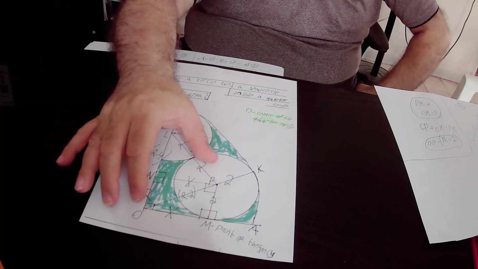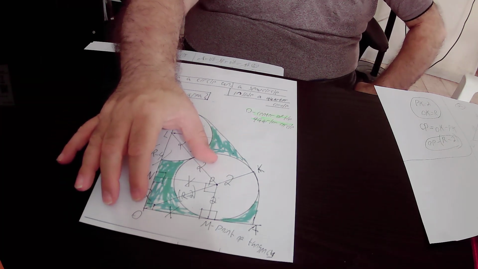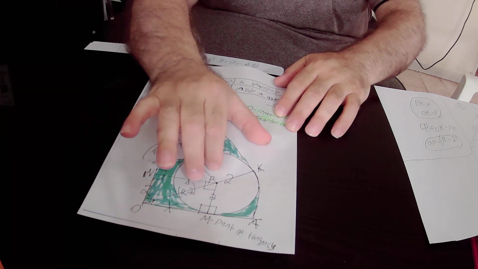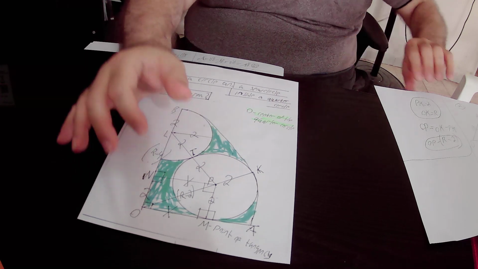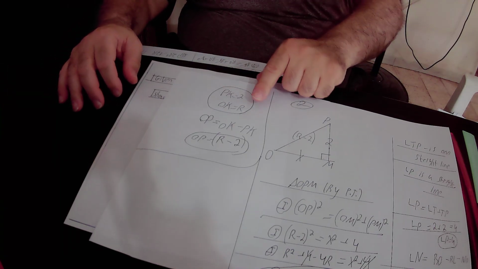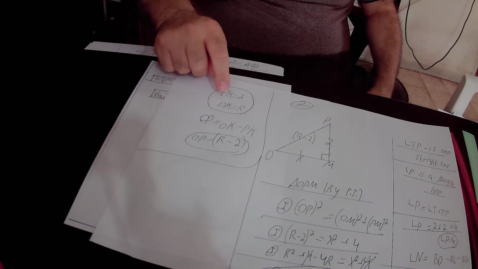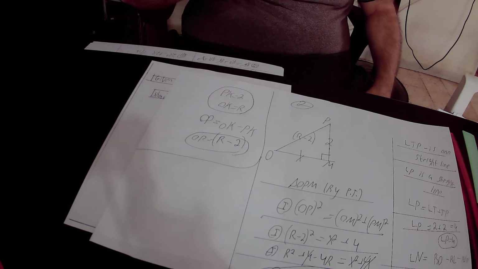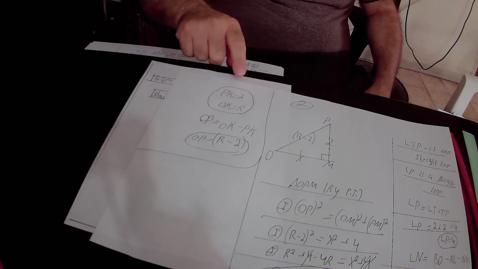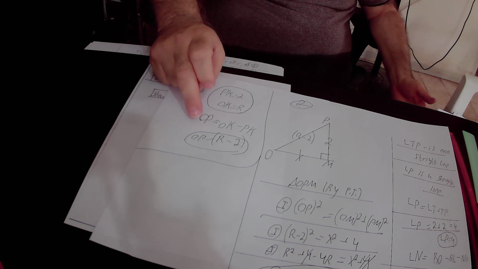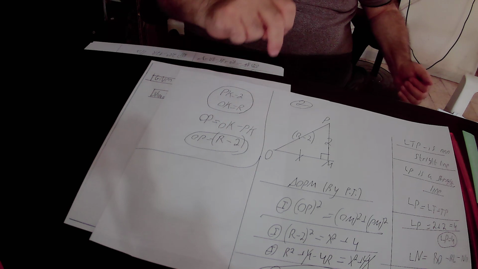The length of line segment PO or OP equals OK minus PK. Again, OK minus PK equals OP. So OP equals OK, that is capital R according to our definition, minus PK, that is 2. So in conclusion, the length of line segment OP equals capital R minus 2.